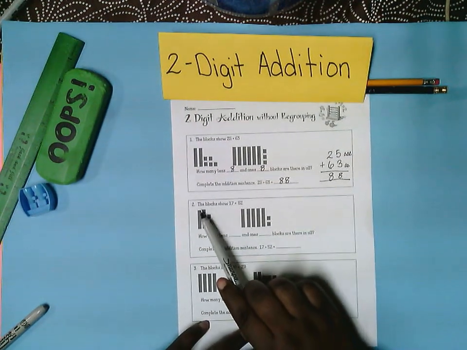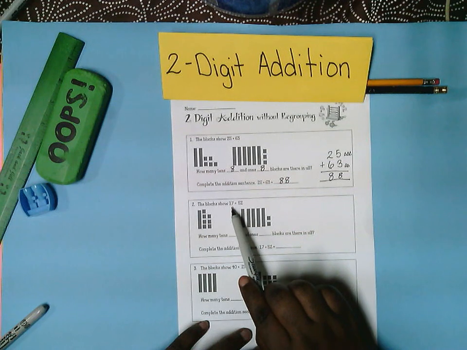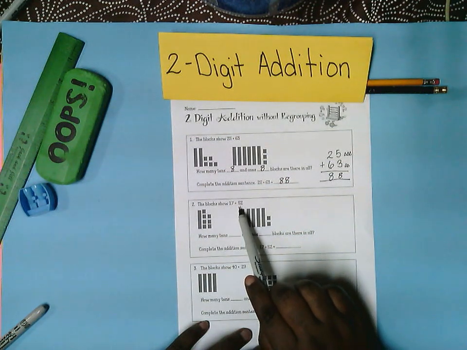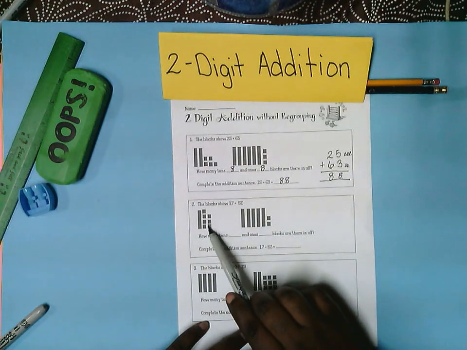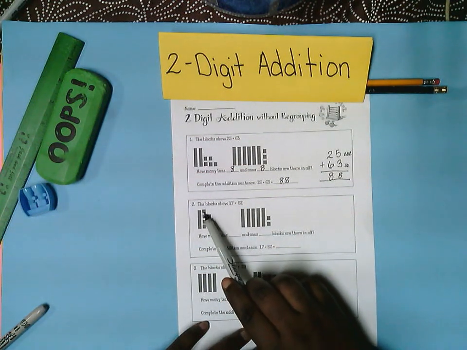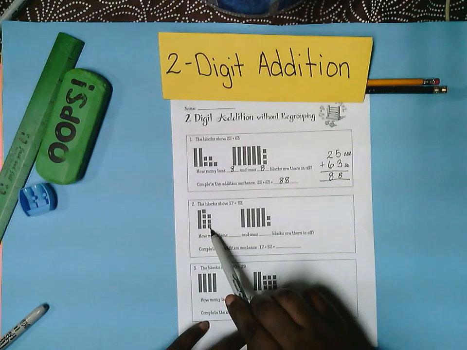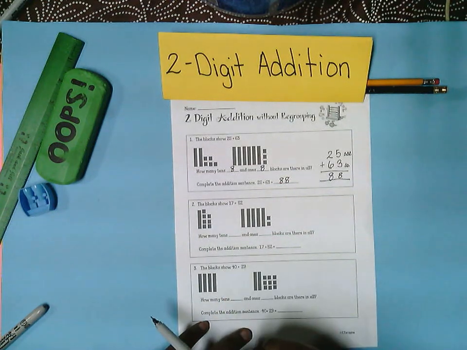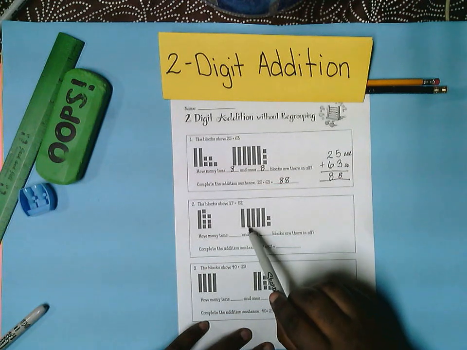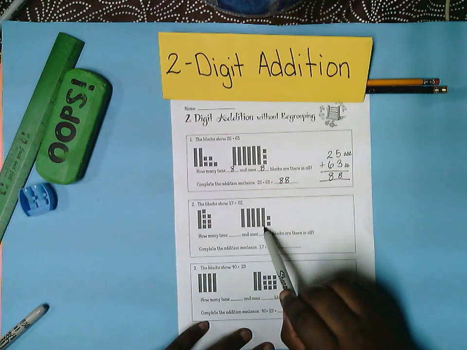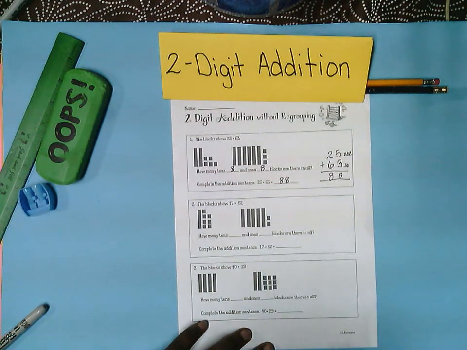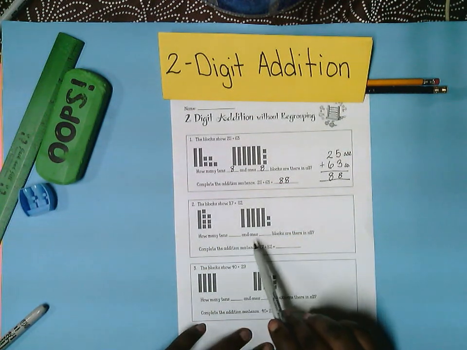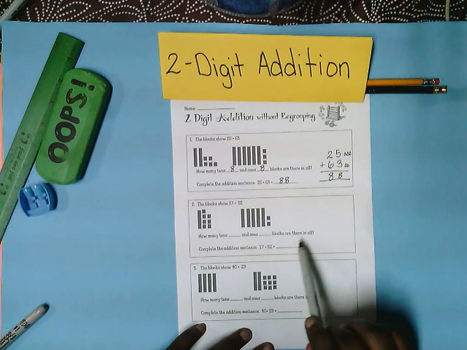Here it says the blocks show 17 plus 52. So 17 equals 1 ten and 1, 2, 3, 4, 5, 6, 7 ones. 1 ten, 7 ones is 17. And then we have 1, 2, 3, 4, 5 tens and 2 ones is 52. So how many tens and ones blocks are there in all?